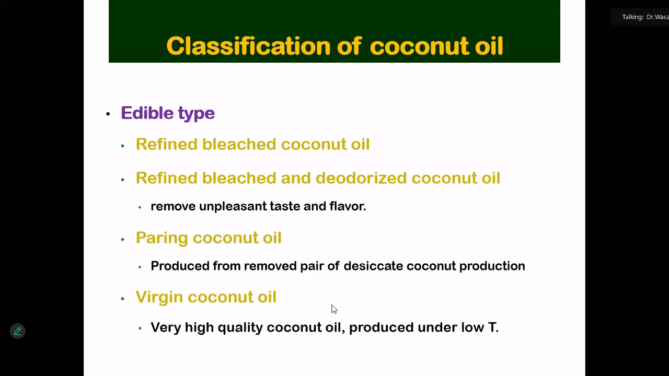The last one you can see here is virgin coconut oil. We are going to discuss it in detail next time. Virgin coconut oil is the best quality coconut oil. It can be produced from coconut milk as well as pressed kernel. Virgin coconut oil means very high quality coconut oil produced under low temperature. It is colorless with no contamination at all. Why is it produced under very low temperature?